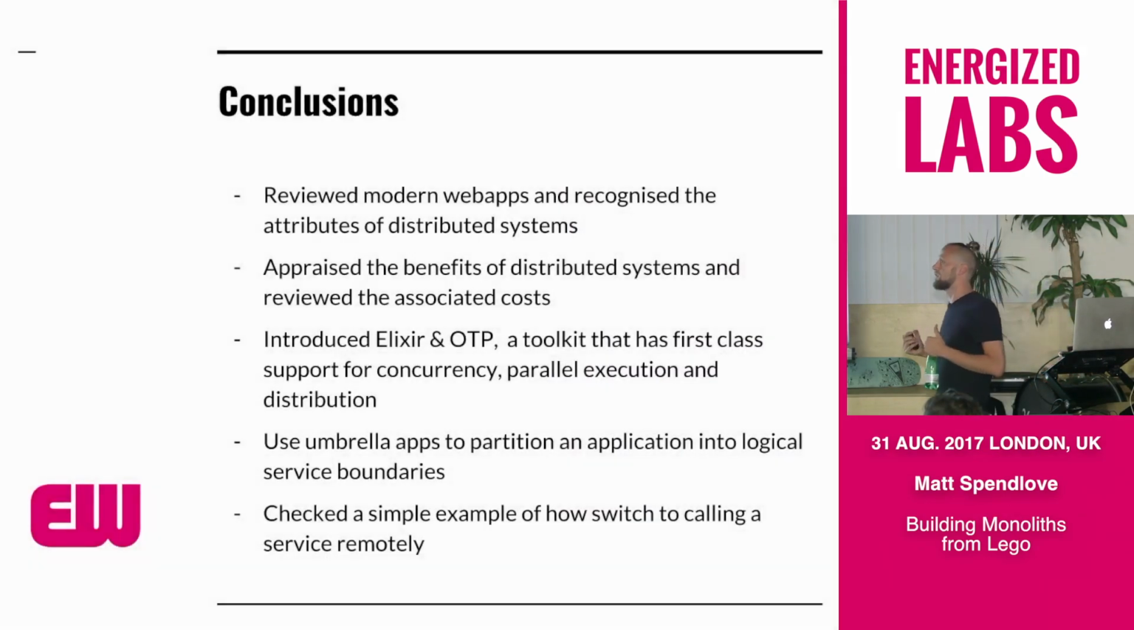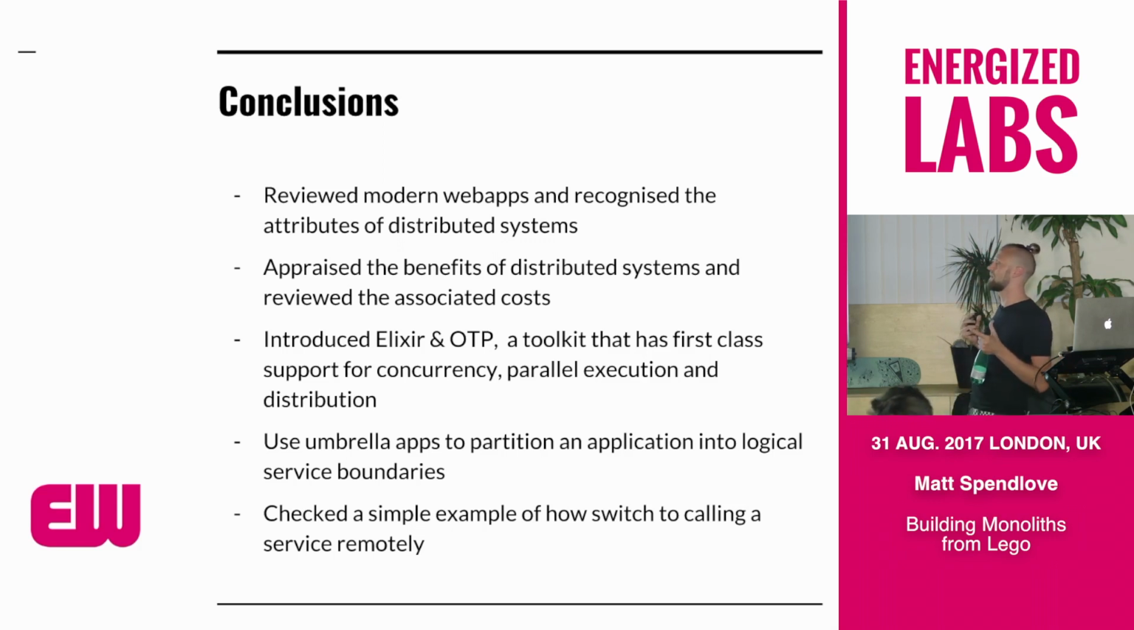Okay, so just to review it and wrap it up. We reviewed what I think modern web apps look like and recognized that we're talking about distributed systems. We appraised the benefits of them, the architectures that we use, and looked at the costs as well. I introduced Elixir, OTP, and the fact that it's got this concurrency and parallel distributed nature to it, all as first-class components. I then showed you how we could use umbrella applications to define these kinds of boundaries and give us this escape hatch to see what happens when we decide we need more resources under the covers and scale out to multiple servers.